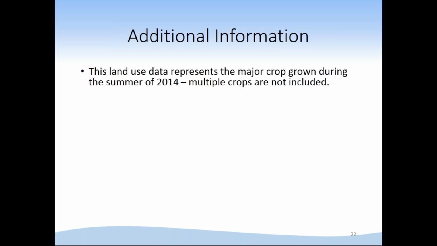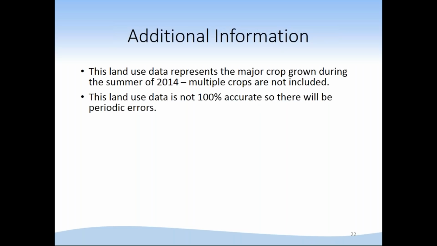So a little bit of additional information. This land use information for crop year 2014 is the major crop that was grown during the summer of 2014. We realize that some areas have multiple crops, double cropping, triple cropping. This is only representing the major crop that was grown in the summer of 2014.